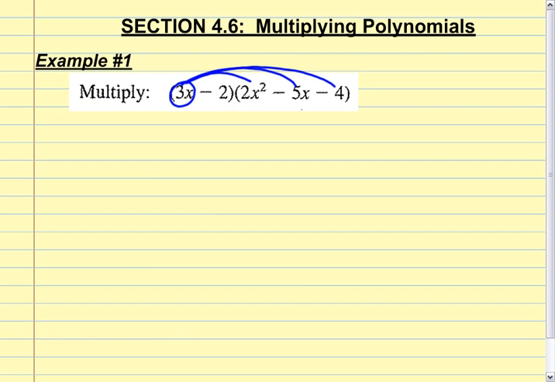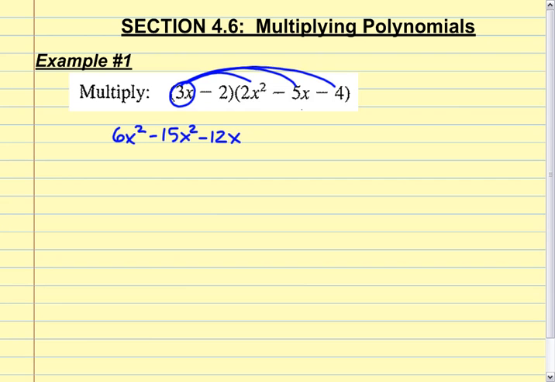Clay, will you help me? 3x times 2x squared is what? 6x squared. Clay, 3x times minus 5x? Negative 15x. And then the next one would be negative 12. I'm sorry, Clay, let's go back to this middle one. What did you say? 3x times negative 5x? Numbers times numbers. Oh, it's x squared.